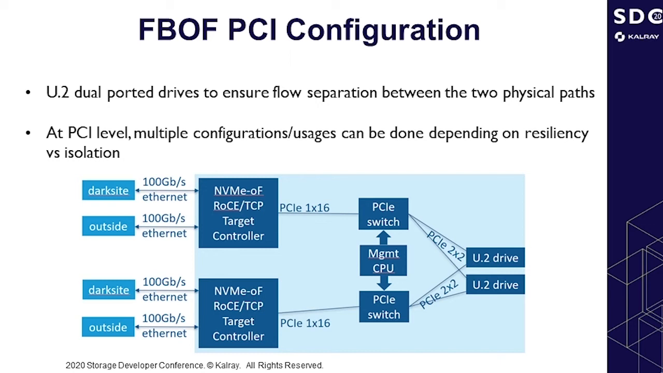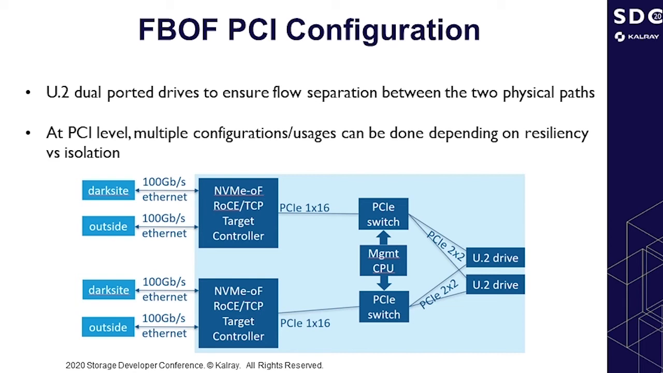Here on the schema, the light blue represents the FBOF or JBOF. In front of the appliance, you will find some K200 cards, which are basically NVMe-oF RoCE and TCP target controllers. These cards are internally connected to a PCIe switch, in this mode x16, and this switch is connected by only one side to the U.2 drive. The other card has access to the same drive, but through its other path. And between the PCIe switches, there is a management CPU, which allows us to manage things such as hot plug or failure or this kind of thing.